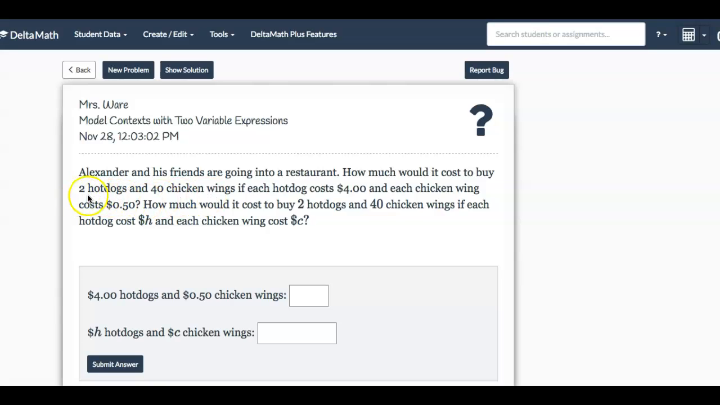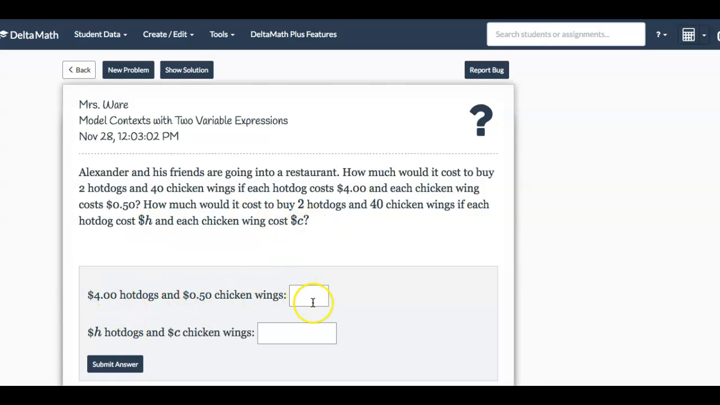And then I'm going to put the numbers next to it. So I'm going to put 2 by the hot dogs and 40 by the chicken wings. And each hot dog costs $4, so I'm going to put $4 by my hot dogs. And a chicken wing is 50 cents, so I'm going to put 50 cents by my wings. So I've got my information kind of organized. How much would it cost to buy 2 hot dogs and 40 chicken wings if each hot dog cost H and each chicken wing cost C?